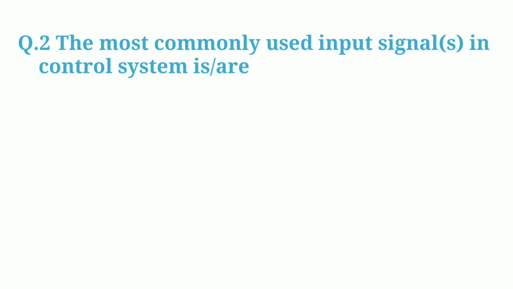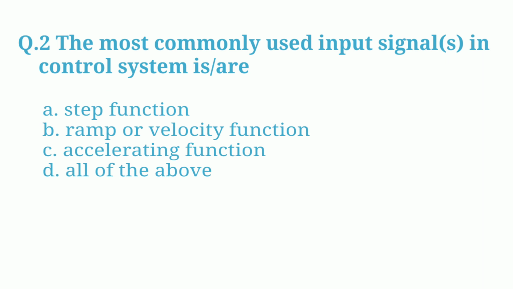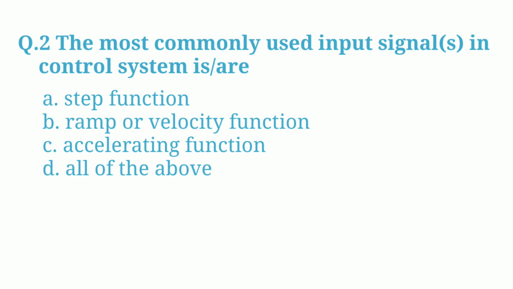Question 2. The most commonly used input signals in control system are A. Step function, B. Ramp or velocity function, C. Accelerating function, D. All of the above. And the answer is A. Step function.